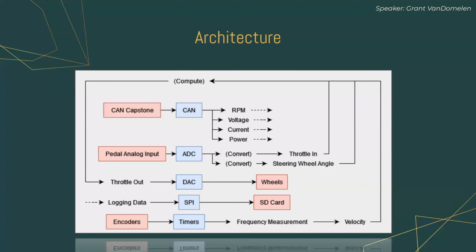For the architecture of the project, we've mostly focused on the microcontroller code. We've created this diagram, which is color-coded to indicate different parts of the microcontroller accessing information. The blue-colored parts are representing actual communication with pins on the microcontroller, and the red parts are anything that is off the microcontroller board. For example, we have the CAN Capstone information coming from another microcontroller or otherwise outside of the one that's running the torque vectoring code.